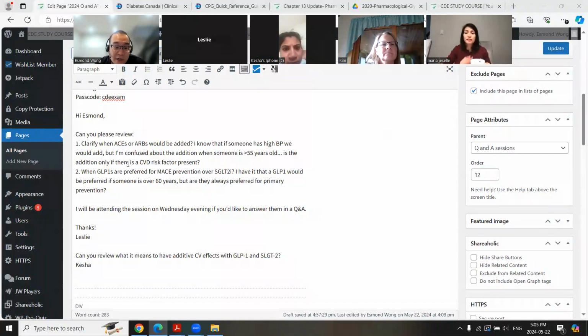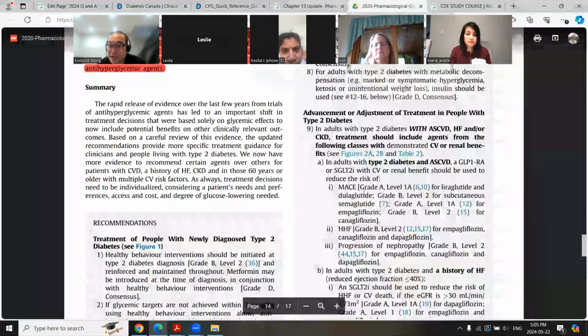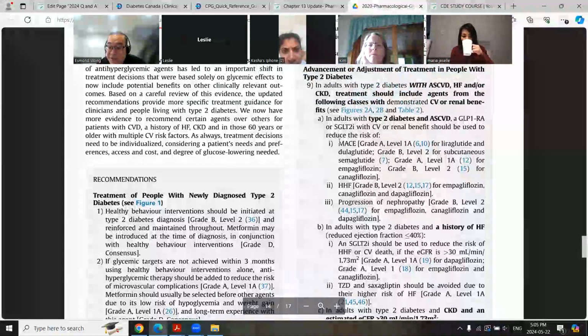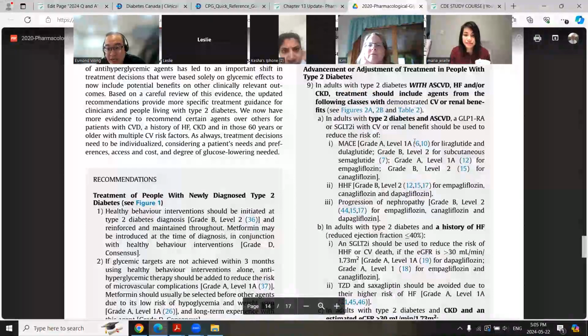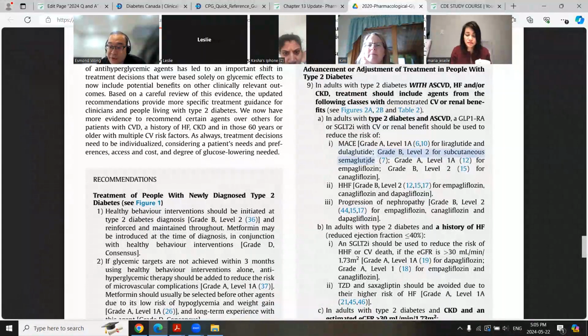Okay, so when are GLPs preferred for MACE prevention over SGLT2s? GLP would be preferred if someone is over 60. That's a tricky question. If you look at the guidelines, they actually have fairly equal evidence. For MACE, there is grade 1A evidence for liraglutide and dulaglutide. So that's Victoza and Trulicity, and then grade B for semaglutide.